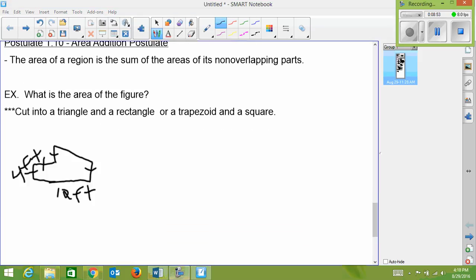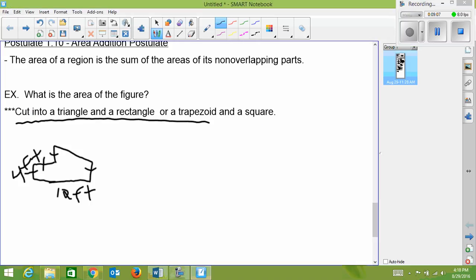Okay, so here's my figure. So I have some congruence marks on there showing that all those sides that I have marked are 4 feet and then 12 feet across the whole bottom. So I have written up there already right here. I would just go ahead and cut it into a triangle and a rectangle because to me that's the easiest way. You could also use a trapezoid and a square if you wanted to, but I would just do this right here. I would cut this piece off, make it a triangle.